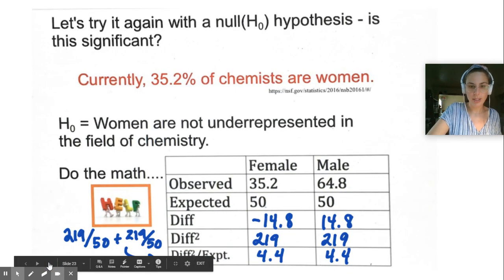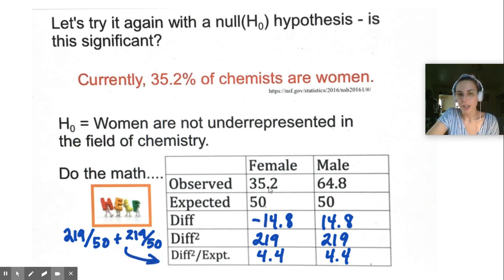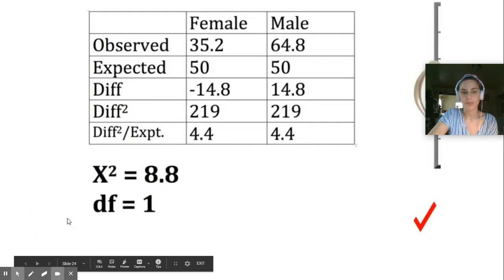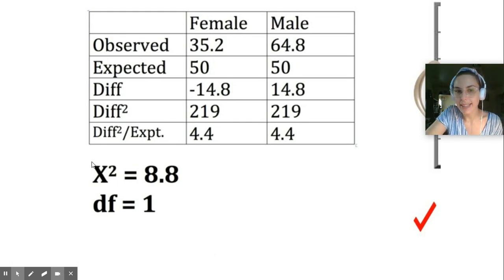So if we fill it in here, negative 4.8 is our difference here for females, and it's 4.8 for males. Remember, when we square these numbers, the negative will go away. So if I take 219, that's our difference squared, divided by our expected, which is 50, plus 219 squared divided by 50, we get a chi-square of 8.8.